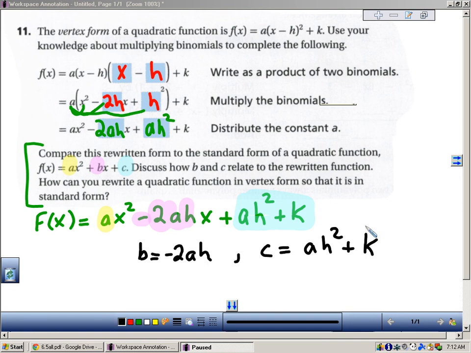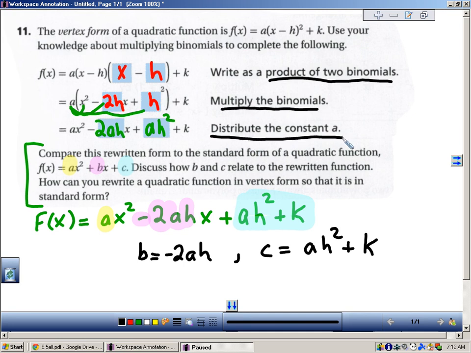So after distributing and rewriting the vertex form into a standard form, you see that B is related by this expression and C is related by this expression, okay? So the last portion says, how can you rewrite a quadratic function in vertex form so that it is in standard form? Well, you take the vertex form and you multiply the squared term, which is here. Multiply those binomials and distribute the constant A, and that is how you do it.